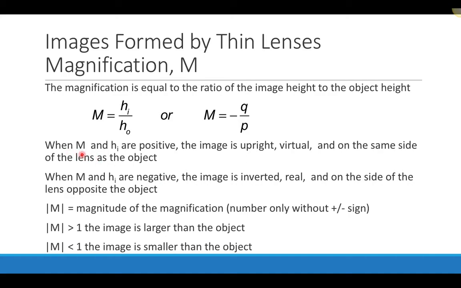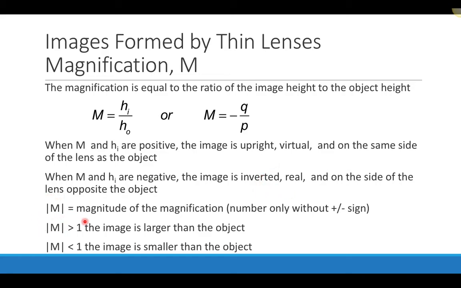So when the magnification and the image height are positive, that means that the image is upright. Any image that's upright will always be virtual, and it will always be on the same side of the lens as the object is. When the magnification and the image height are negative, the image is going to be inverted. It will always be real if it's inverted, and it will always be on the side of the lens opposite to the object. So the positive and negative sign of the magnification is going to tell us a lot about the type of image that we have, whether it will be upright and virtual or inverted and real.